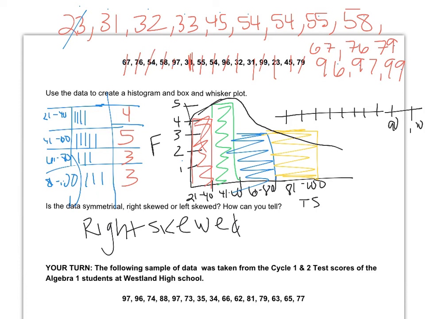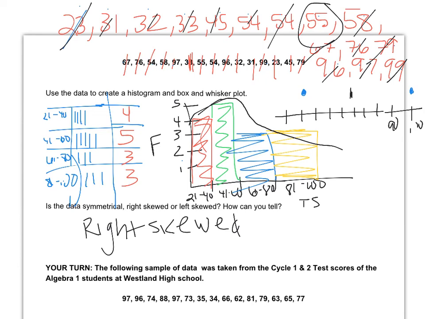Okay, so for our median, we're going to go 23, 99, 97, 31, 96, 32, 79, 33, 76, 45, 67, 54, 58, 54. And we have 55. So 10, 20, 30, 40, 50. 55 is right about here. That is our median. So our min is 23. So 10, 20, 30. Our max is 99. That's really close to 100.